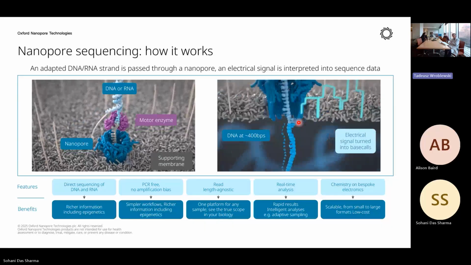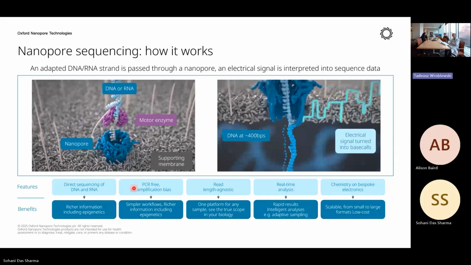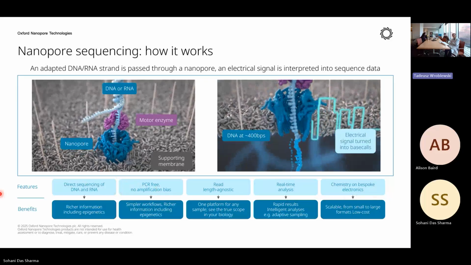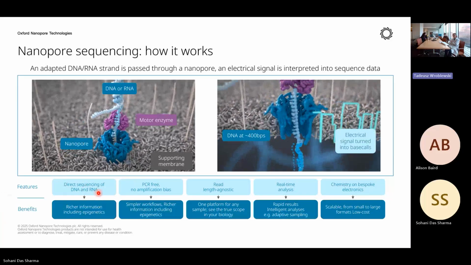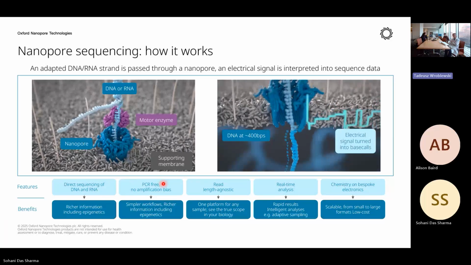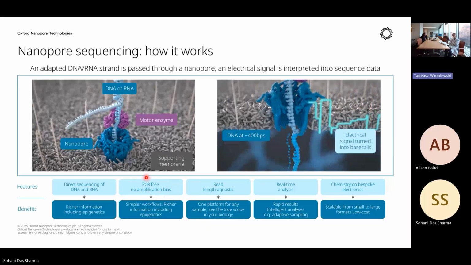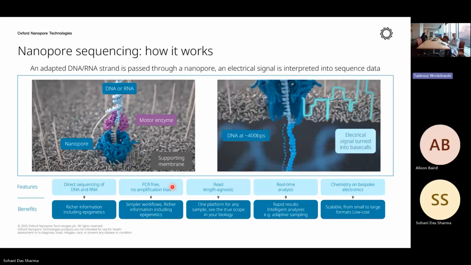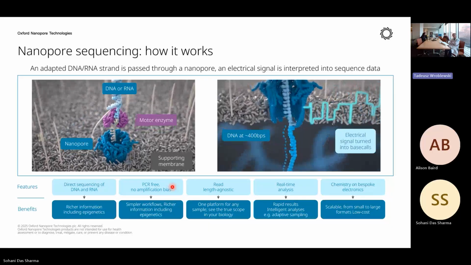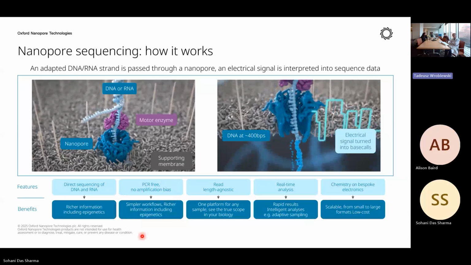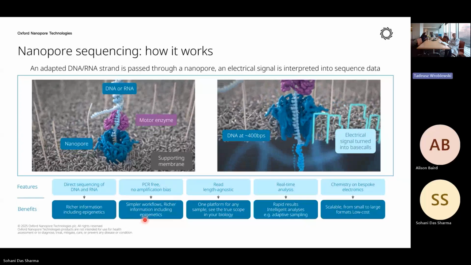So this is how the base calling algorithm works. The main features of our sequencing platform is, as you can see, it is a direct sequencing of DNA, RNA. It is a PCR-free platform, so there is no amplification bias, and because of this, the base modification signals are contained.